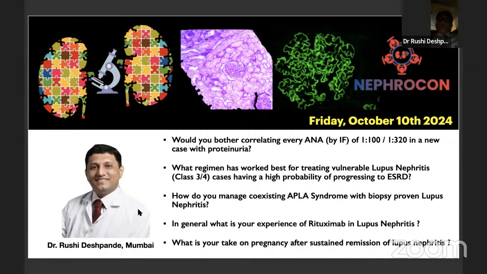So I was discussing with rheumatology colleagues. There was a rheumatology symposium in Mumbai recently, and I asked them that the newer KDIGO guidelines are basically saying rituximab is getting sidelined in most indications for lupus nephritis, but their experience is very contrary. From the rheumatology point of view, rituximab still remains the drug of choice for lupus.